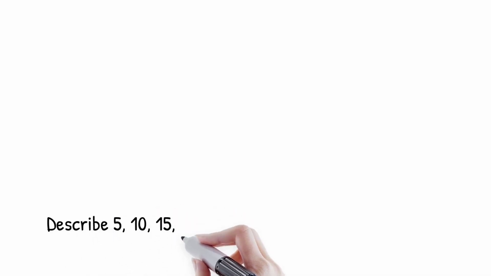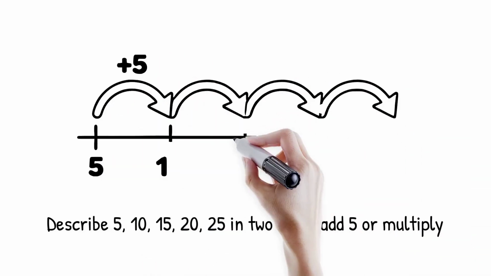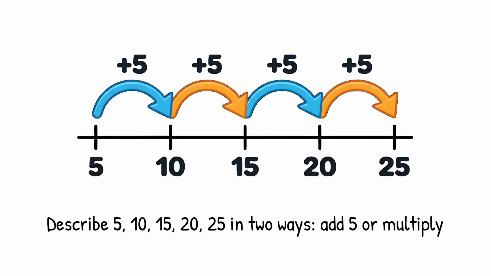Now let us go a little deeper. Look at this sequence. 5, 10, 15, 20, 25. One rule is start at 5 and add 5 each time. But there is another way to describe it. Each term is 5 times its position number.